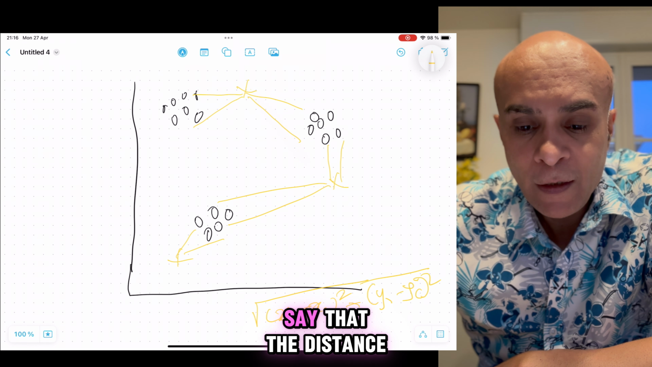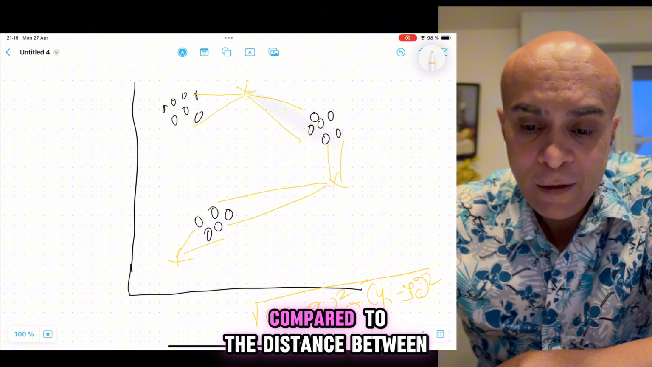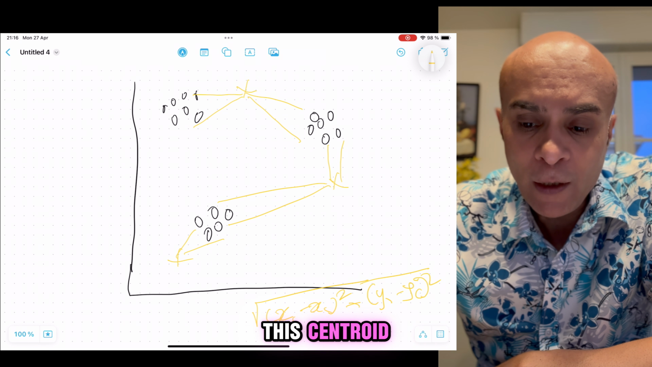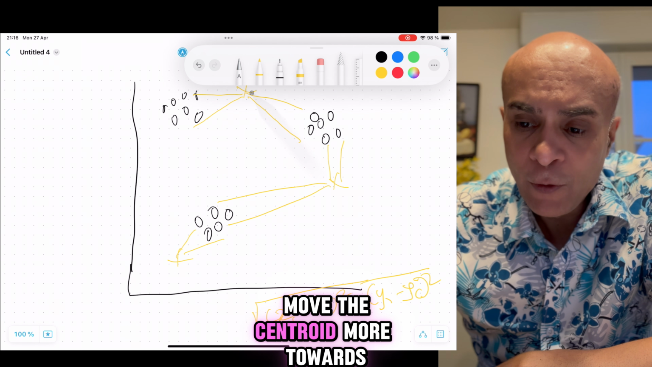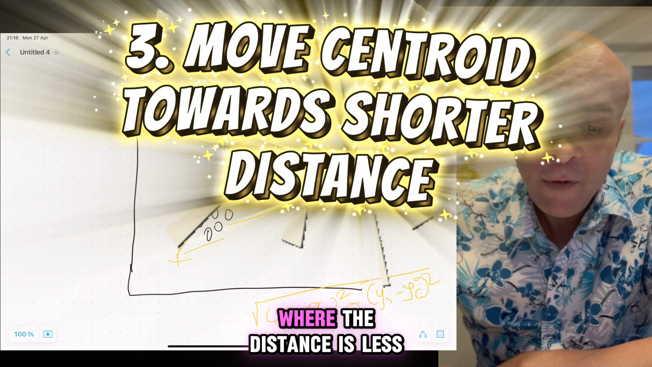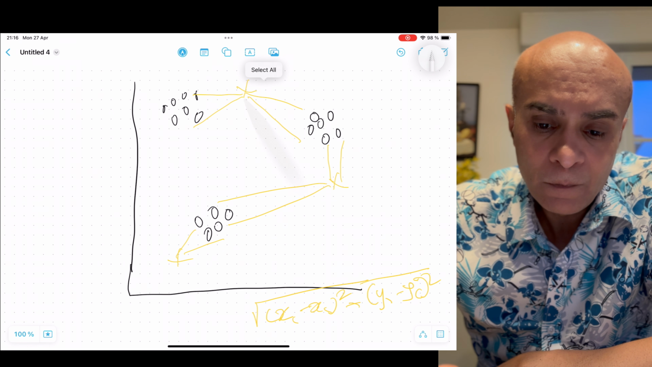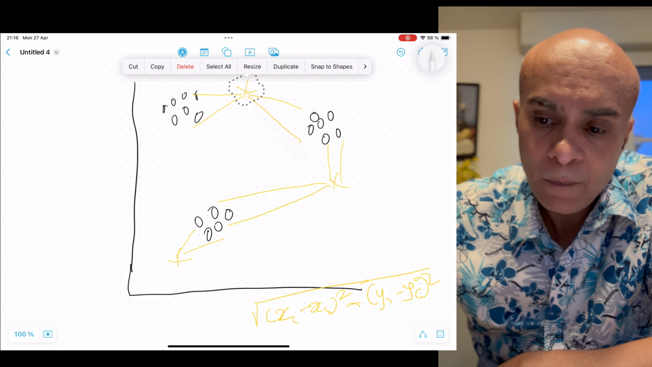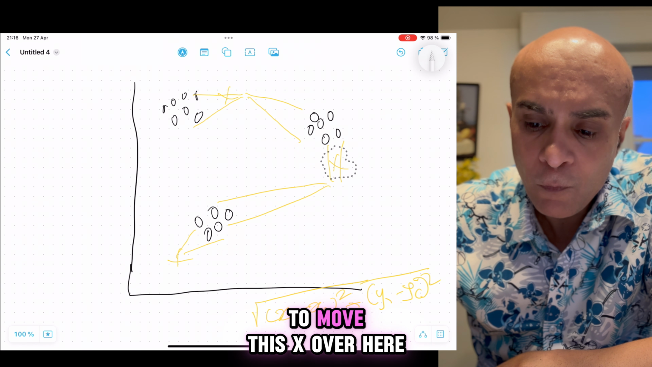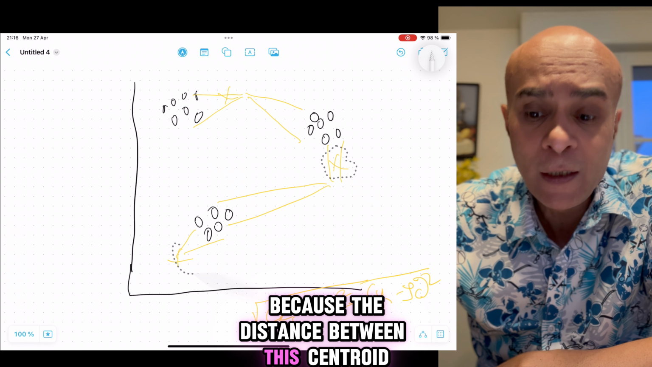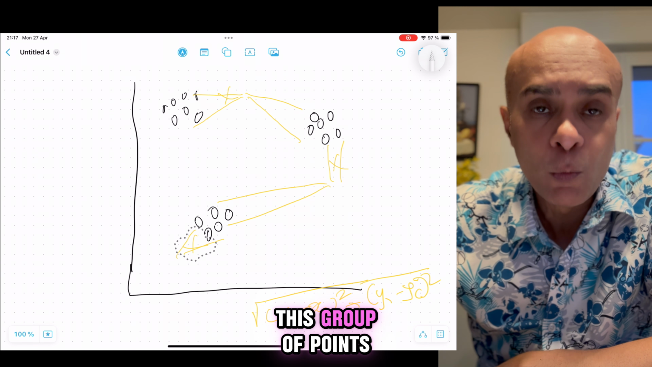And then it is going to say that the distance between this centroid and all these points is less compared to the distance between this centroid and all other points. So it is going to move the centroid more towards where the distance is less. So it is going to move this x over here. Similarly, it is also going to move this x over here because the distance between this centroid and all these points is less, as well as it is going to move this x more towards this group of points.